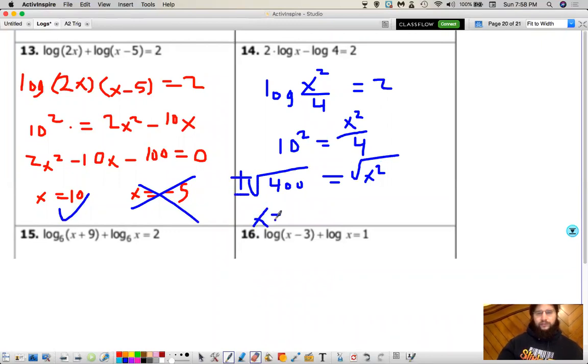X is 20. And yes, you could have used the quadratic formula in here. X equals -20. Check it out. Negative certainly does not work. Positive should be fine.